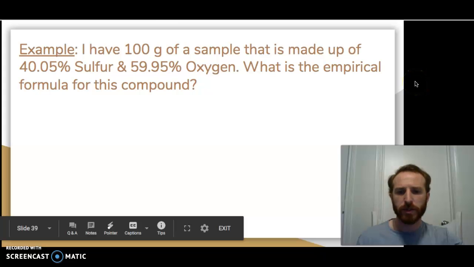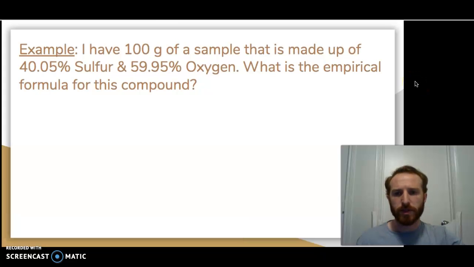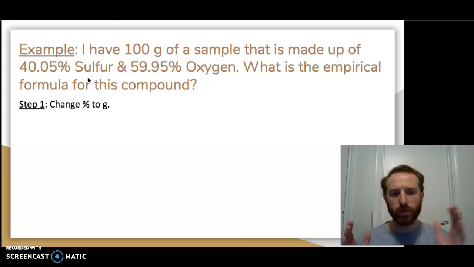So let me do the math for you here, step by step. Step 1 is to change the percentages you're given, the 40.05 and the 59.95, from percent to grams, because remember, this is out of a 100-gram sample. Even if it didn't tell you it was a 100-gram sample, because these are percentages out of 100, you can convert them into grams, so you're looking at 100 grams of the compound. So step 1, change percent to grams.